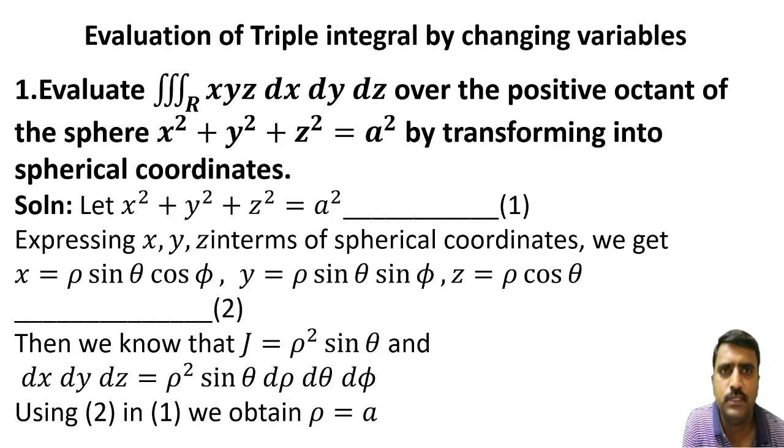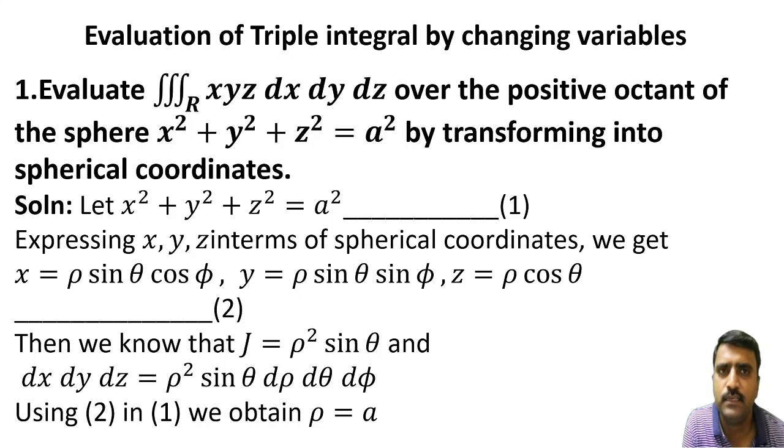You know how x, y, z are related to the spherical coordinate system, that is rho, theta and phi. So x is equal to rho sin theta cos phi, y is equal to rho sin theta sin phi, and z is equal to rho cos theta. First, consider the given sphere, x square plus y square plus z square is equal to a square. As you know, this is a sphere with center at the origin and radius a. You write the corresponding x, y, z in terms of rho, theta, phi, which is expressed in equation 2.